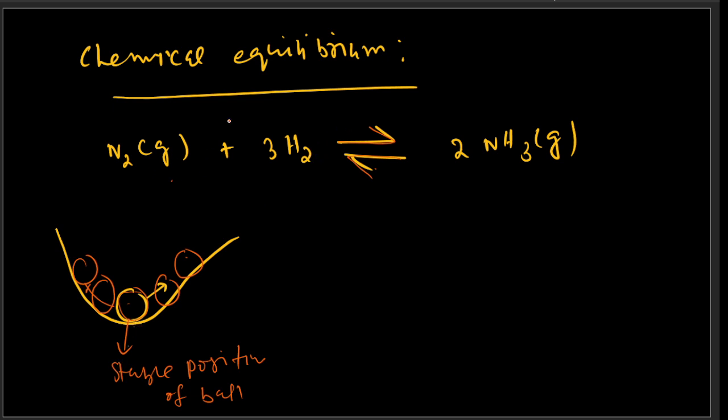So similarly, the equilibrium will happen. It will first form ammonia, and after that ammonia decomposes to give nitrogen and hydrogen, and after that no net forward or backward change will happen, and it will stay at a state which is called the equilibrium position, like this ball at its stable position. That position is called the equilibrium position, or it attains equilibrium.